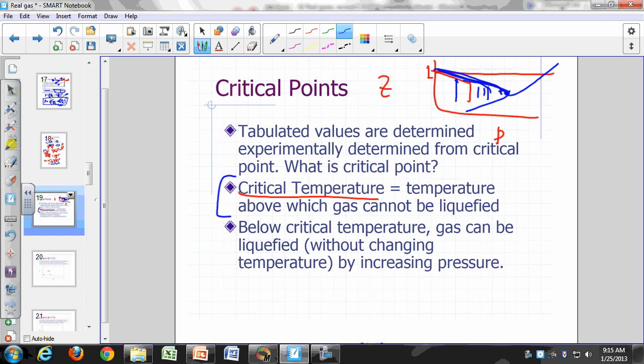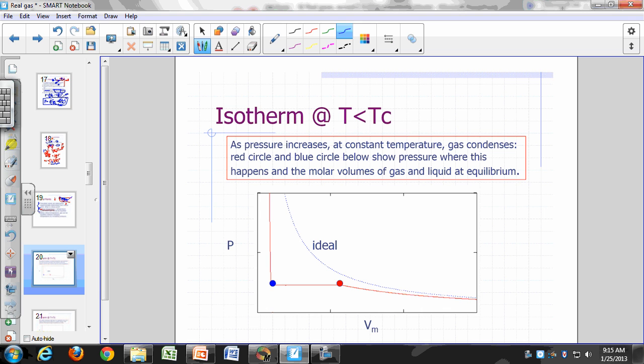Okay, maintaining the temperature, you can liquefy the gas. But above that critical temperature, you cannot liquefy the gas. And the experimentally determined values of the critical pressure where this happens and the temperature where this happens refer to what you call the critical point. So where that inflection point occurs is your critical point, and that has been determined experimentally for a lot of substances, and you can look those up, okay? And you can use those to calculate van der Waals parameters.